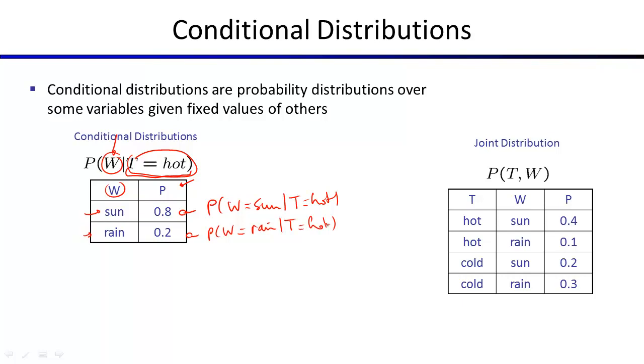Note that these conditional distributions also sum to 1. 0.8 plus 0.2 equals 1. What we're looking at is, once some evidence has been fixed, what is the distribution over the other variables? And that's still a probability distribution, and so it'll still sum to 1.